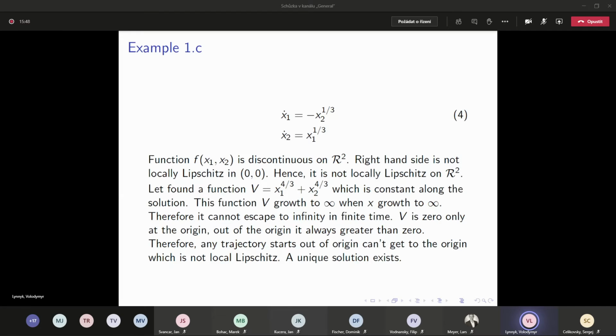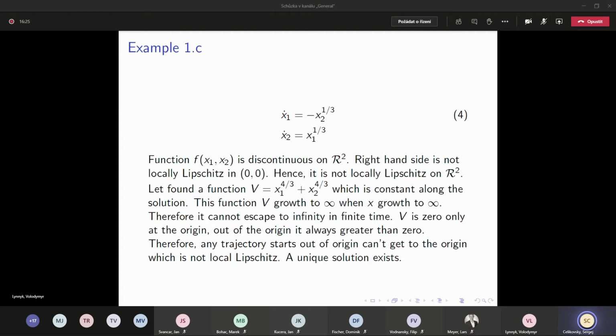Yeah, and we can find a function V which is constant along the solution, and this function grows to infinity when x grows to infinity, and therefore the solution cannot escape in finite time. And V is 0 only at the origin. Away from the origin, it is always greater than 0. And therefore, no trajectory that starts away from the origin can get to the origin, which is not locally Lipschitz. And a unique solution exists.